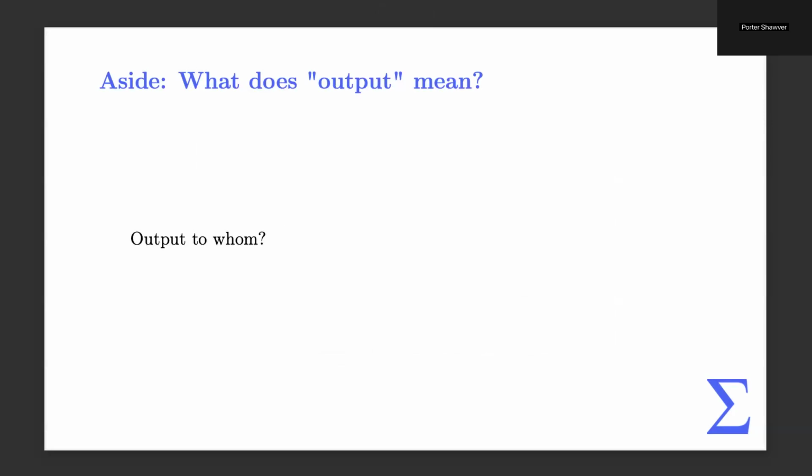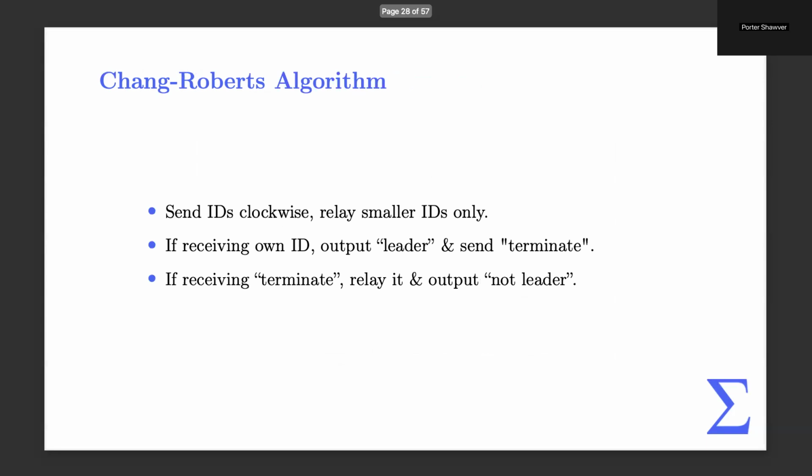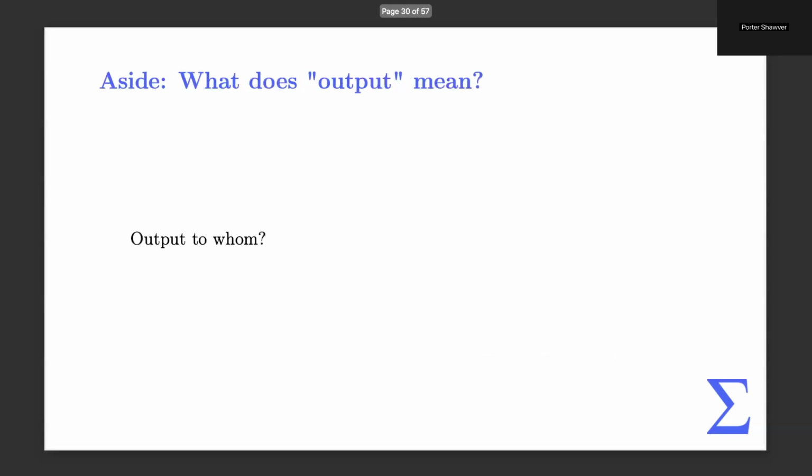Okay, this is just a brief different thing. I said before, output leader or not leader. But when I say output, who are you actually outputting to? Yeah. I mean, presumably some other part of the program you're running? Yeah, presumably this is the first step in some sequence of actions where you require a leader.